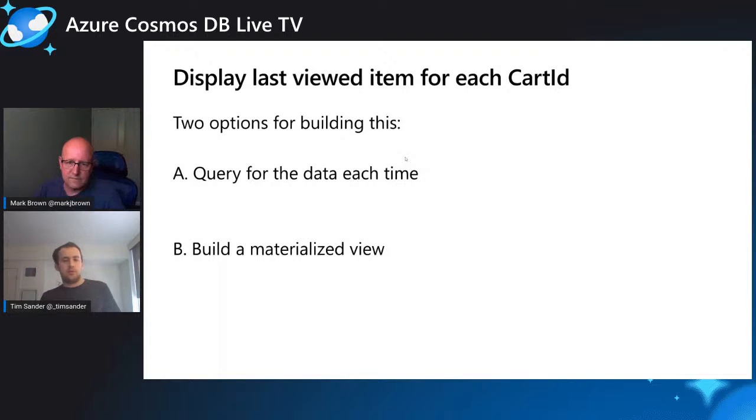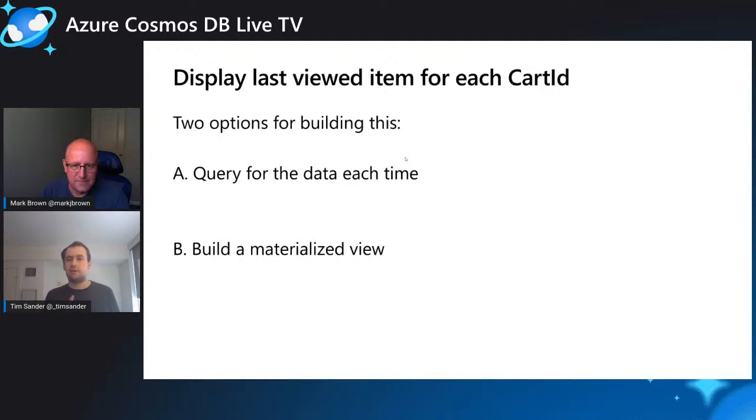Now, let's say you want to do this scenario here. You want to display the last viewed item for each cart ID. If you imagine a retail website, you're going and shopping on your favorite retail website. You buy something or you view something, and they might want to send you an email based on your last viewed item. You might go on the Contoso Retail site and view men's sunglasses, and you might log off, and later there might be a microservice that says, okay, we want to send Mark an email to encourage him to buy these sunglasses. So for that cart ID, we want to do some action based on that.